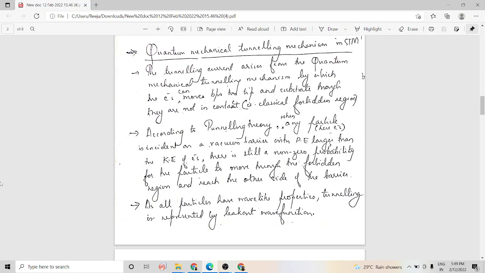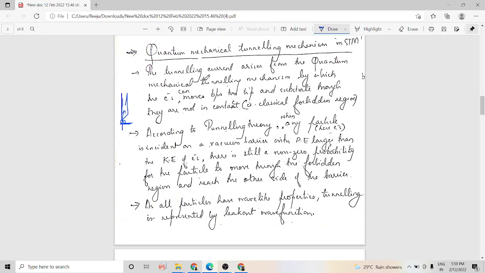So the tunneling current is a current that flows between the metallic tip, or the end of the probe, and the substrate. The tip and the substrate are not in contact, yet a current is flowing between the substrate and the tip. Now, how is that possible?